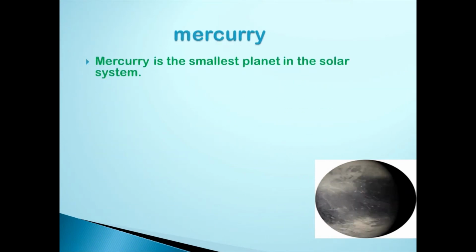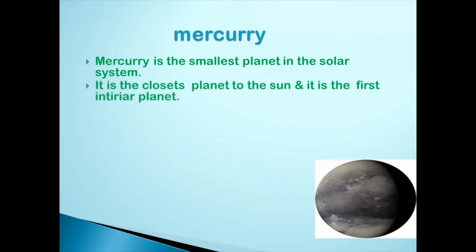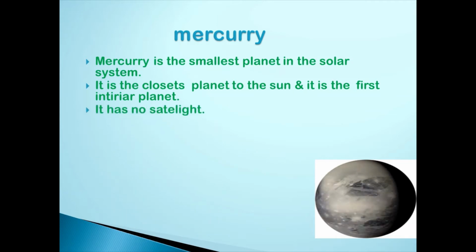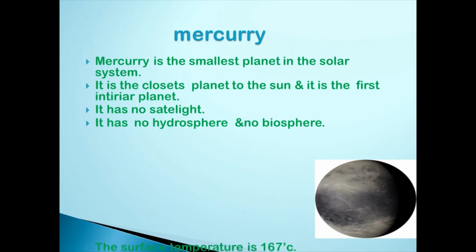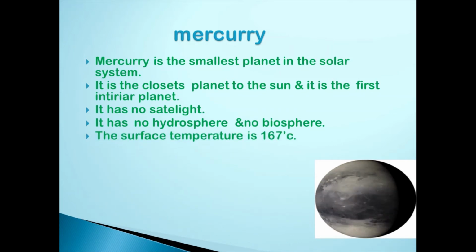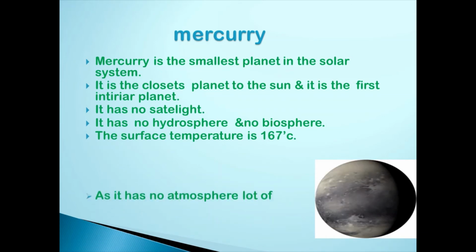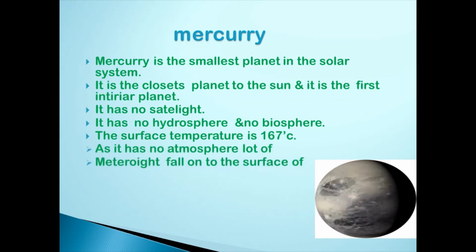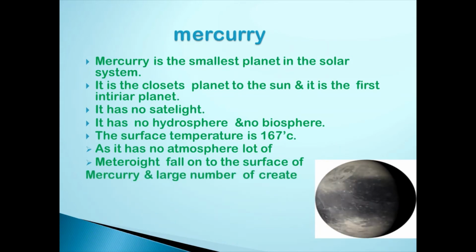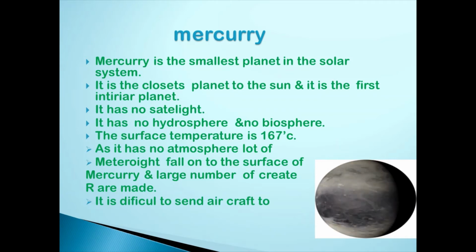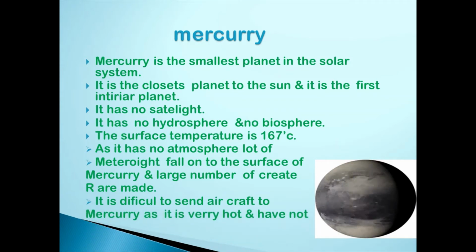Mercury. Mercury is the smallest planet in the solar system. It is the closest planet to the Sun and it is the first interior planet. It has no satellite. It has no hydrosphere and no biosphere. The surface temperature is 167 degrees Celsius. As it has no atmosphere, a lot of meteorites have fallen onto the surface of Mercury and a large number of craters are made. It is difficult to send aircraft to Mercury as it is very hot and doesn't have an atmosphere.